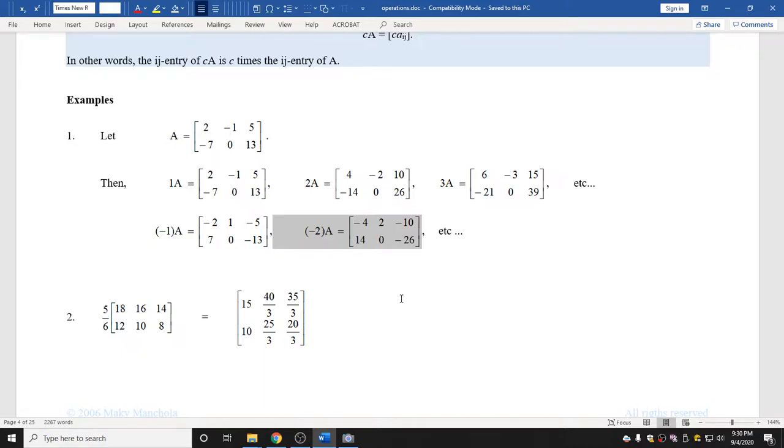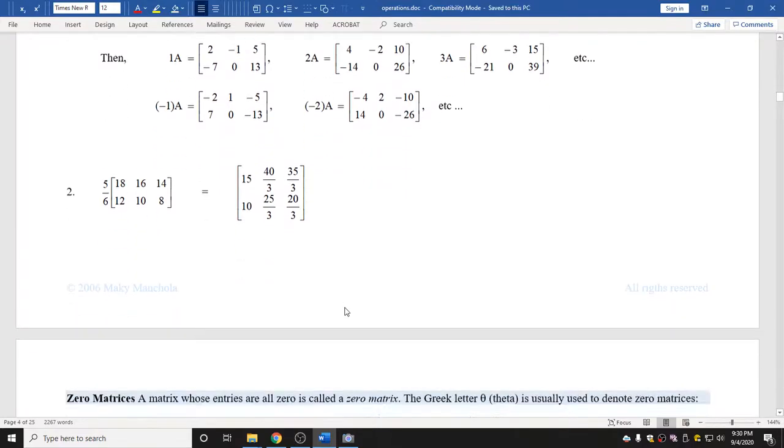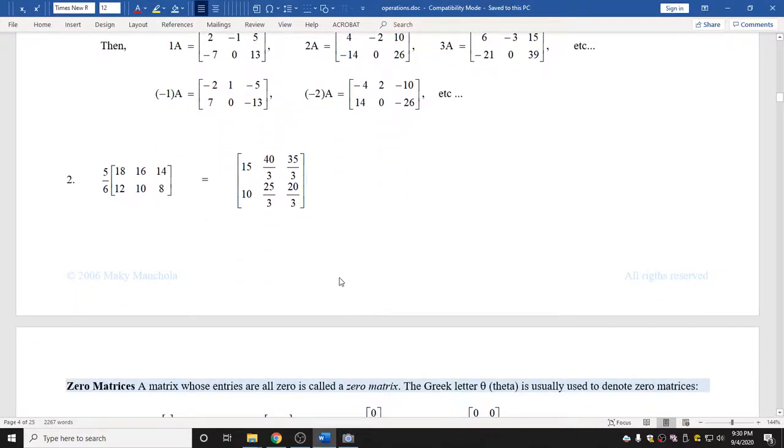Okay, so I'm hoping I did not miscalculate any one of those, but the answer for the scalar product negative 2a will end up being 8, negative 4, 20, 14, negative 28, 0, 52. Okay, look at example number 2.